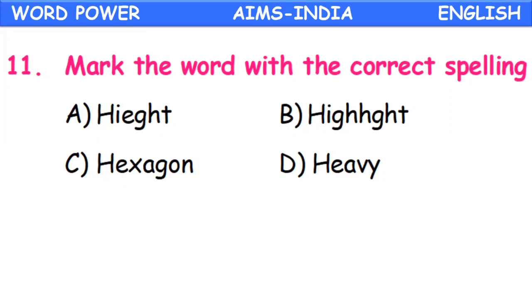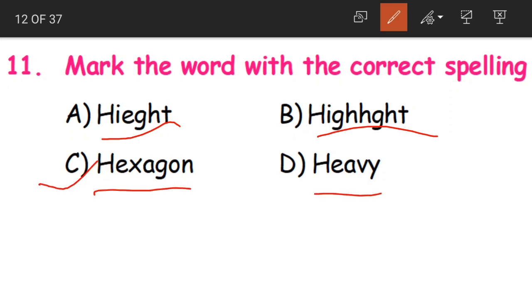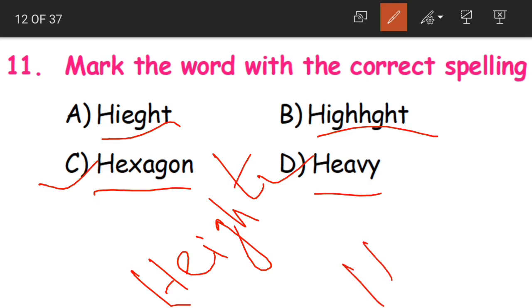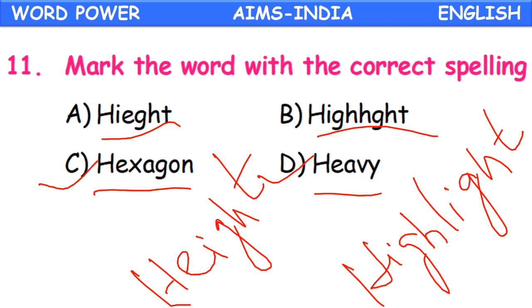Mark the word with the correct spelling. Okay, children? Here, you have four options, four words. So, we have to mark the word which has the correct spelling. Height, highlight, hexagon, and heavy. So, hexagon and heavy are the correct spelling words here. Whereas height is H-E-I-G-H-T, and highlight is H-I-G-H-L-I-G-H-T, highlight. Okay, clear, children?